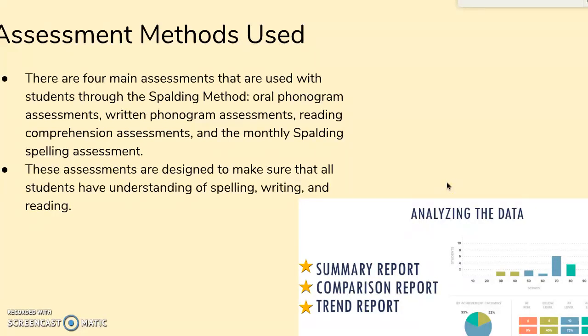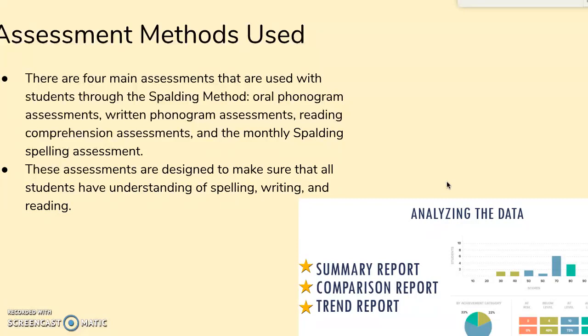So, assessment methods used. I think that this is really important and I think it's really awesome. There are four main assessments that are used with students through the Spalding method: oral phonogram assessments, written phonogram assessments, reading comprehension assessments, and monthly Spalding spelling assessments. These assessments are primarily done online. I'm not entirely sure how it works, but there was a video explaining it on their website, which basically said that teachers will be able to choose from these assessments when they give the students the assessments, and they're designed to make sure that all students have understanding of spelling, writing, and reading, like I said before.